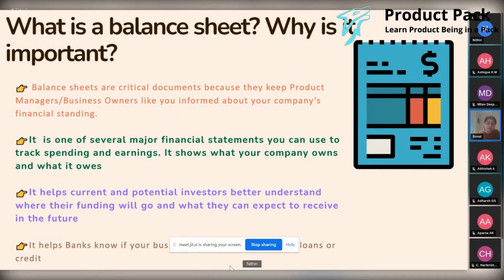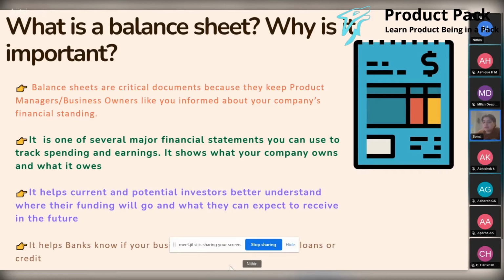So what are balance sheets? What we know is that they are a critical document because they keep a product manager, or you as a business owner, informed about the company's financial standing, right? It is one of the major financial statements that you can use to track spending and earnings. It also shows what the company owes and what it owns, that is, its assets and its liabilities. It helps current and potential investors better understand where their funding will go and what they can expect to receive in the future. It helps the bank to know if the business qualifies for additional loan or credit.